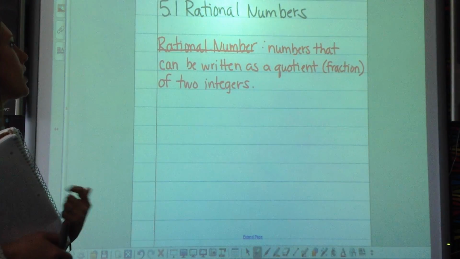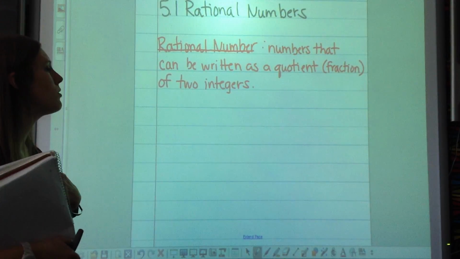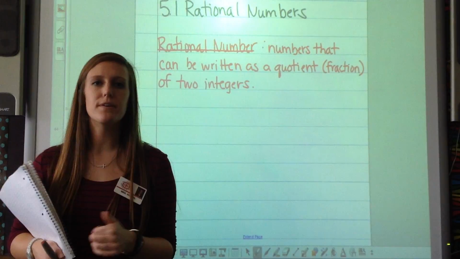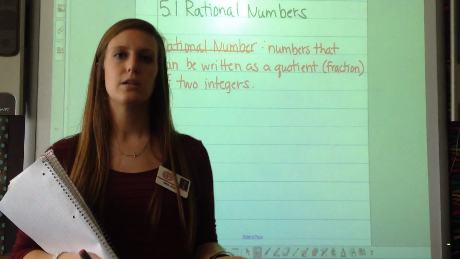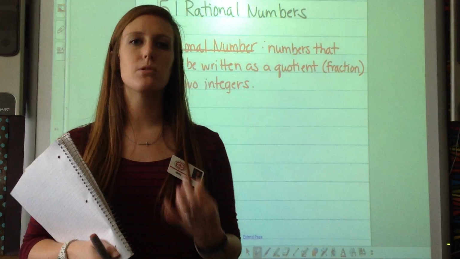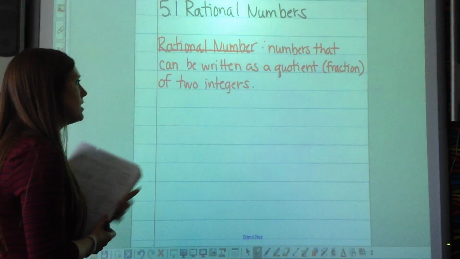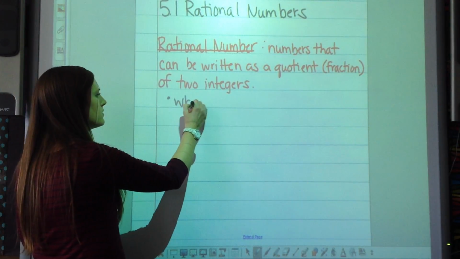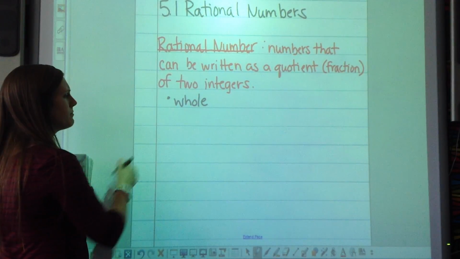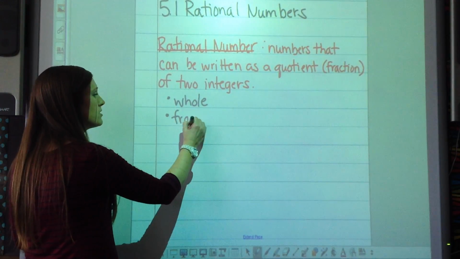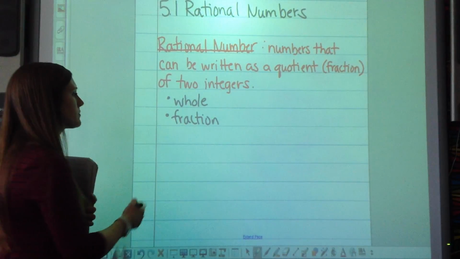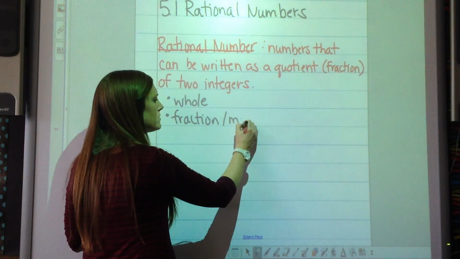A rational number is a number that can be written as a quotient of two integers. A number is rational if it can be turned into a fraction. So let's think of all the different numbers that can be turned into a fraction. I'm thinking of whole numbers. I'm thinking that a fraction can be turned into a fraction, or should I say, it is already a fraction. Mixed numbers.